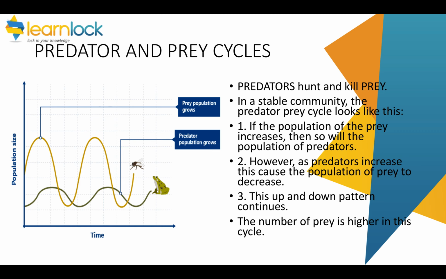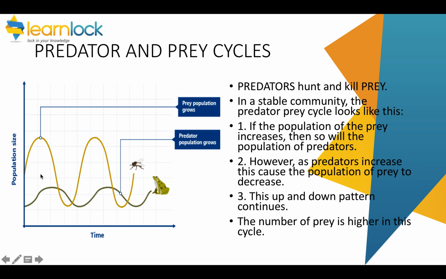You also need to know about predators and prey. So a predator hunts and kills a prey, for example, a lion and a zebra. In a stable community, you need to know that a predator-prey cycle looks like this. So here the example is a fly and a frog. So what's happening in the cycle?